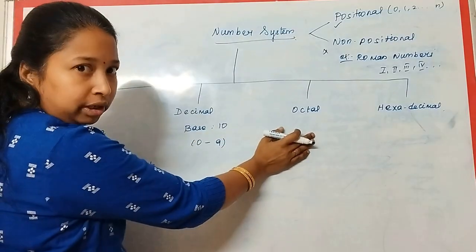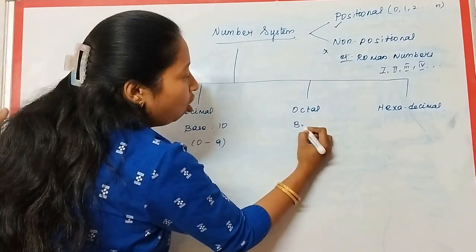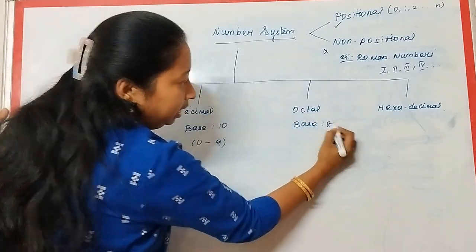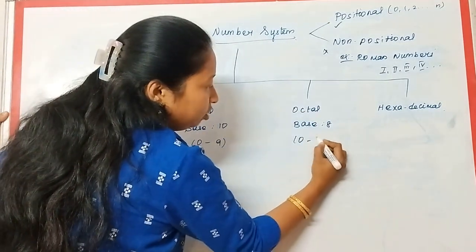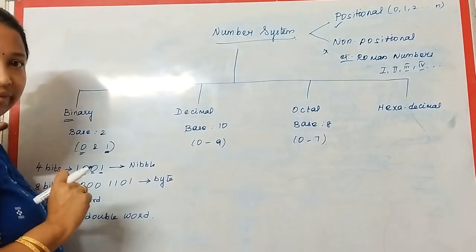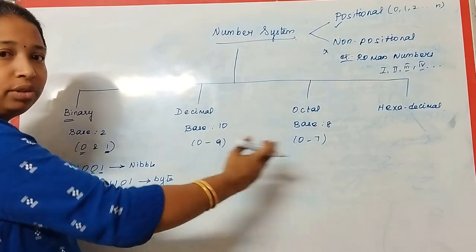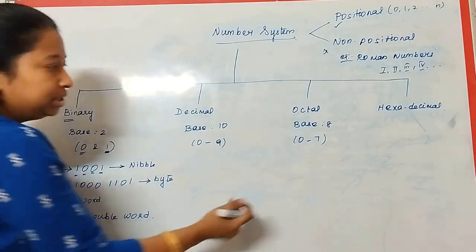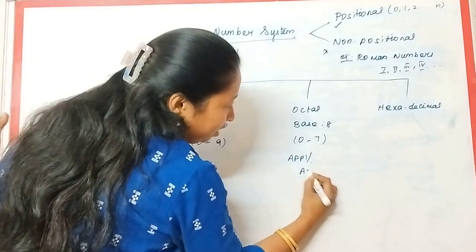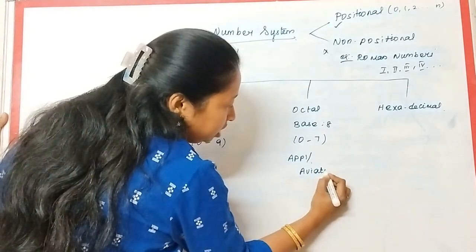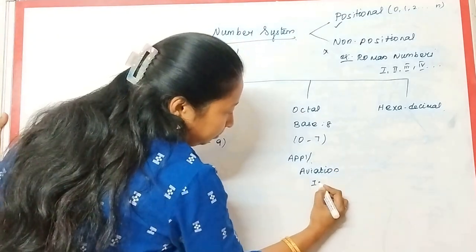Coming to octal number system, the base for octal number system is 8. That is, this octal number system can hold the values only from 0 to 7. It cannot hold any value that is greater than 7. Understood? The application for octal number system is the aviation industry. The main application is the aviation industry.